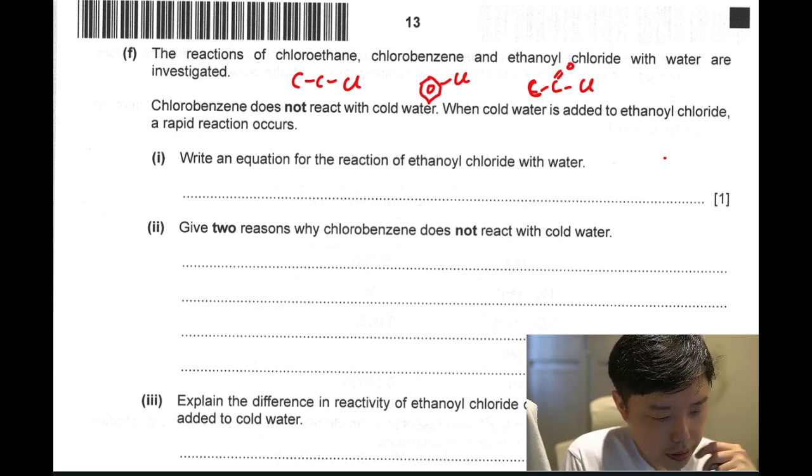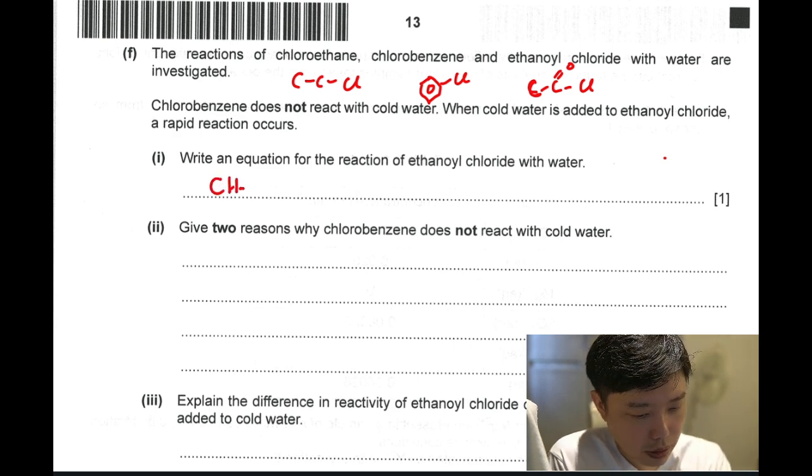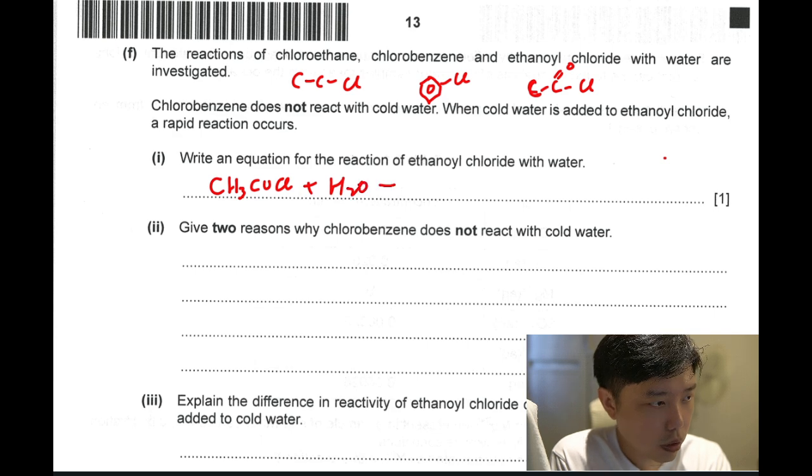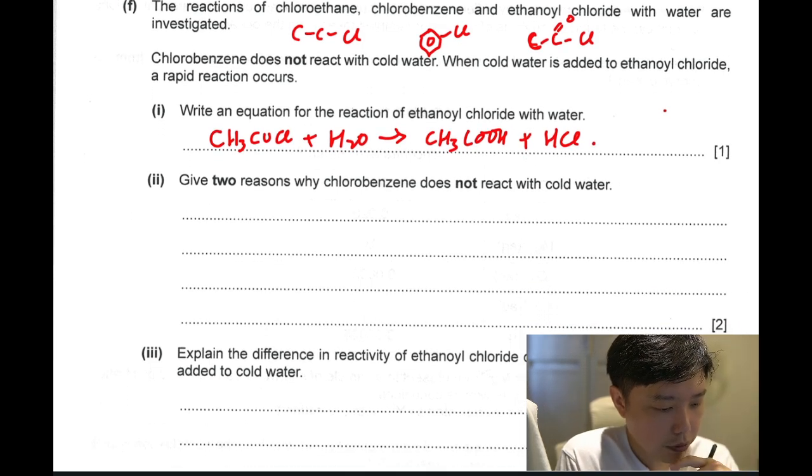Hydrolysis. Write equation. So this is pretty easy. Ethanoyl chloride plus H2O gives you CH3COOH, ethanoic acid, plus HCl. Okay, give 2 reasons why chlorobenzene does not react with cold water.